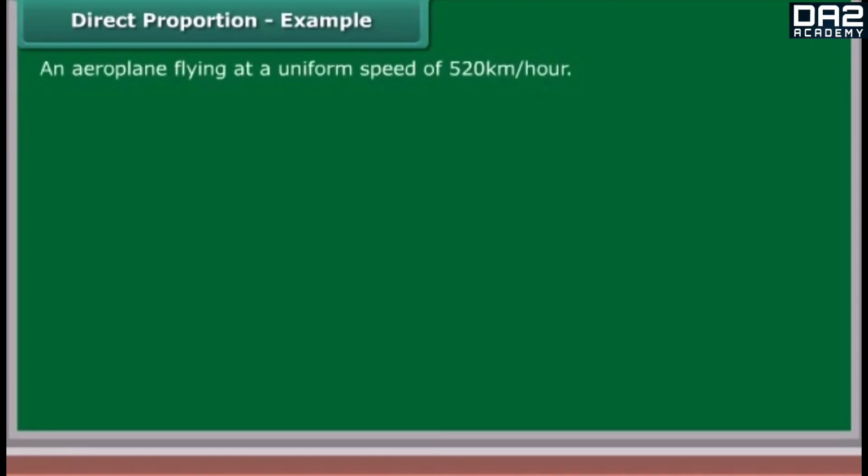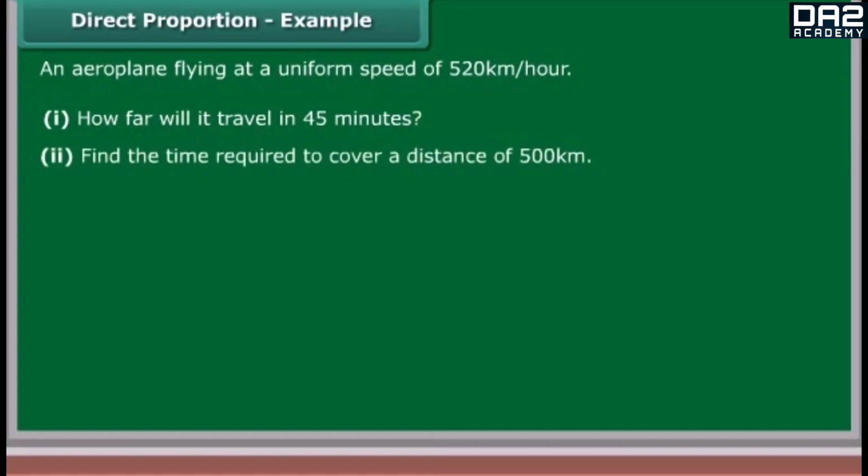Example: an airplane is flying at a uniform speed of 520 km per hour. How far will it travel in 45 minutes? Also find the time required to cover a distance of 500 kilometers.